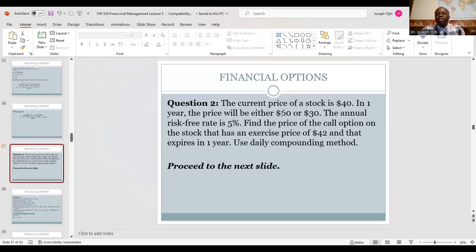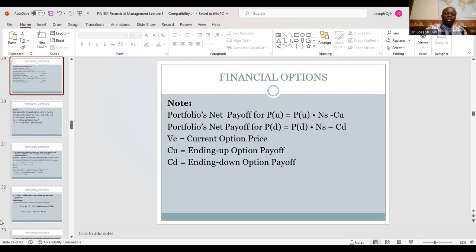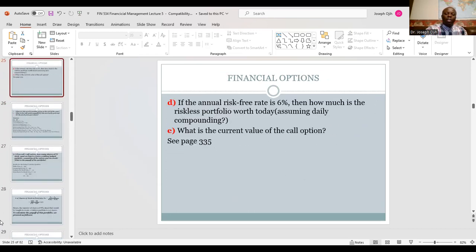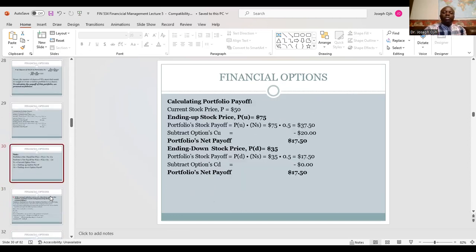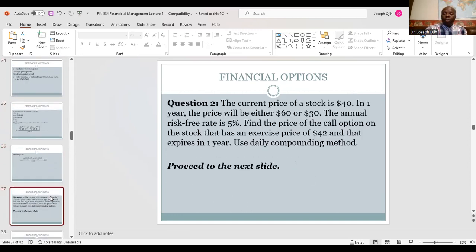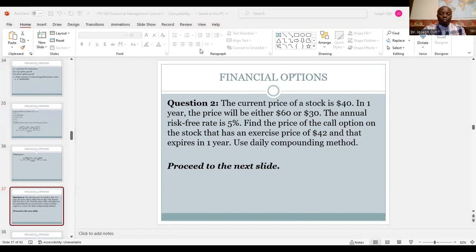Now, in this case, they give us the up and down values already. Unlike the one we did before, where instead they gave us the factor, that it will rise by a factor of 1.5 or fall by a factor of 0.7, so we used that to get the up price and down price. But in this one, they give us the price already. That makes our work a little bit easier. Up price is $60, down price is $30. So it makes our life easy. Okay, so let me go and put them in.